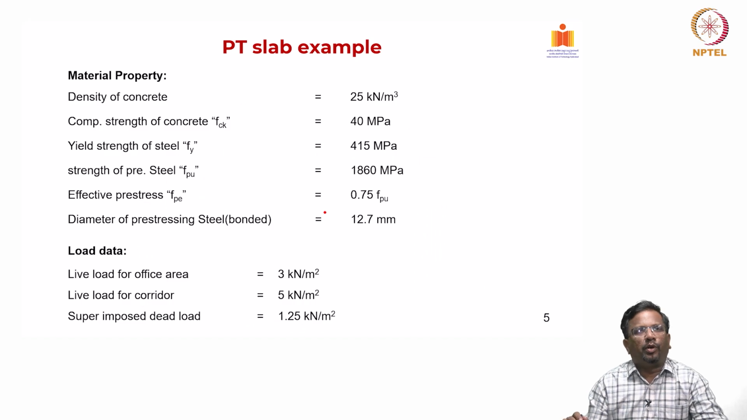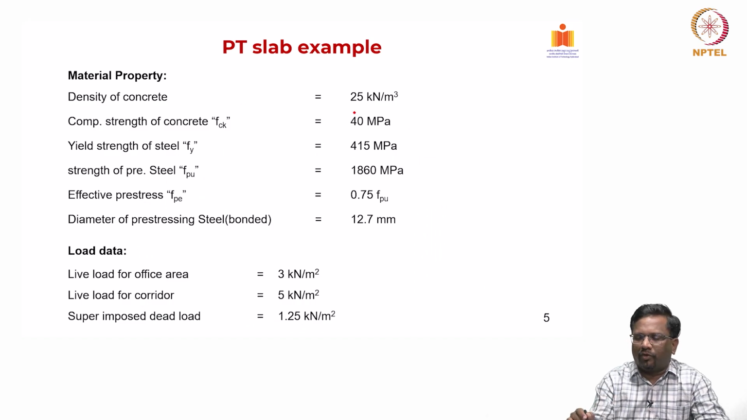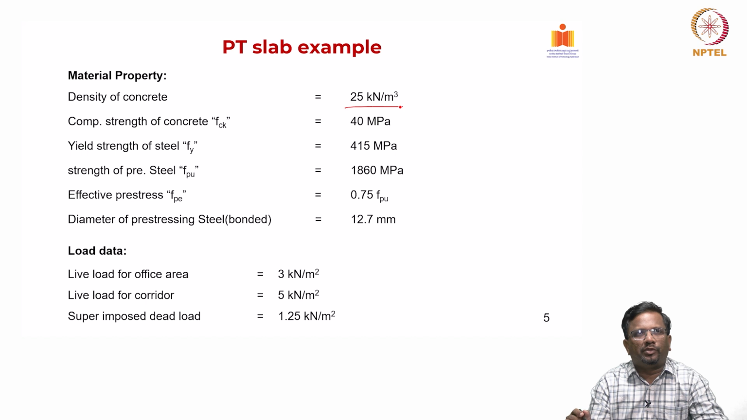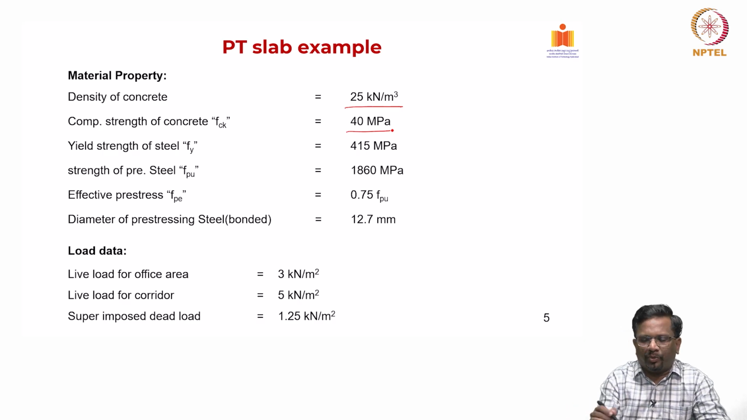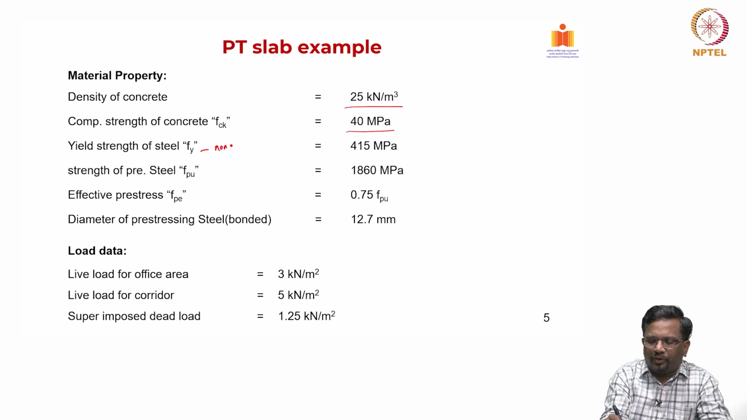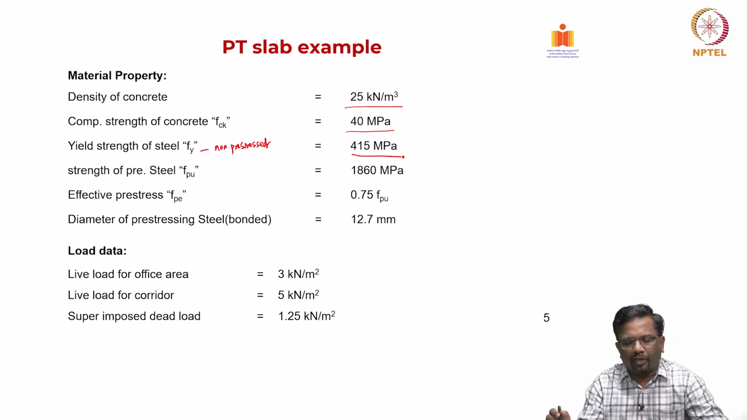Okay, what are the material properties? The density of concrete can be taken as 25 kilonewton per meter cube. For compressive strength of concrete, because it is a PT slab, we are going to take a slightly higher grade, 40 megapascal. And the yield strength for non-pre-stressed steel, that means for regular deformed rebars, I am taking 415 megapascal.